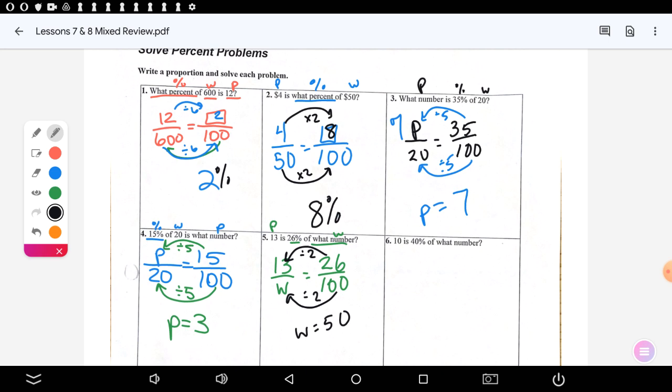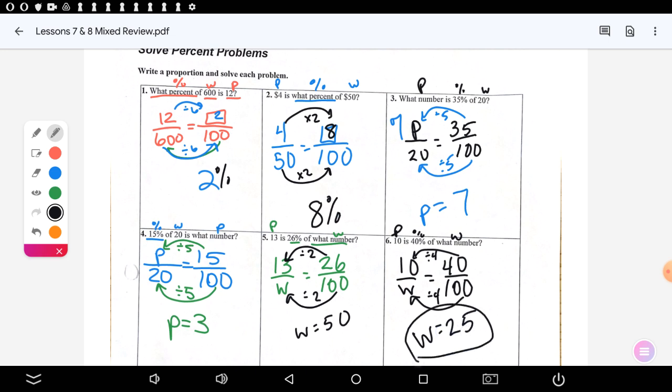10 is 40% of what number? Percent of whole is part. Part over whole equals percent over 100. What do I do, Naomi? 40 divided by 4. 10. Okay, 40 divided by 4 equals 10. And again, if you didn't have these done, because you didn't have them all done, do them as we work. So Naomi, what's 100 divided by 4? 25. So W equals 25.